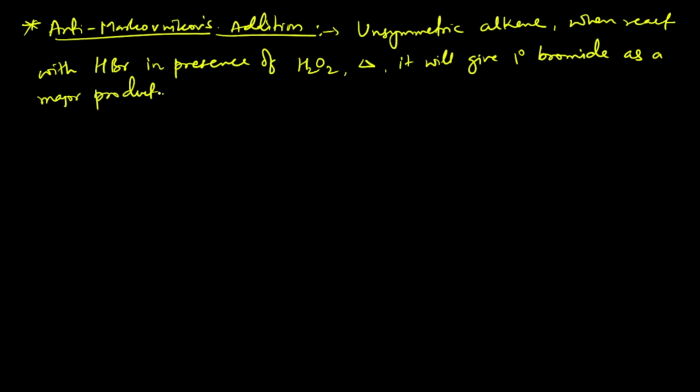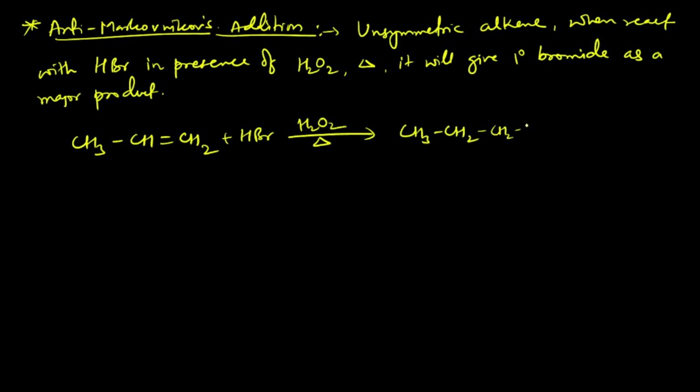See, there I got 2 degree as the major product, but why am I saying here 1 degree is the major product? So again we have to see what the intermediate is over here, and based on the intermediate we will get the product. Suppose this is the reaction, CH3 CH double bond CH2. I am reacting with HBr in the presence of hydrogen peroxide and heat. What we are getting as the major product is CH3 CH2 CH2Br. Why are we getting this as the major product and this as a minor product, CH3 CH CH3 Br?